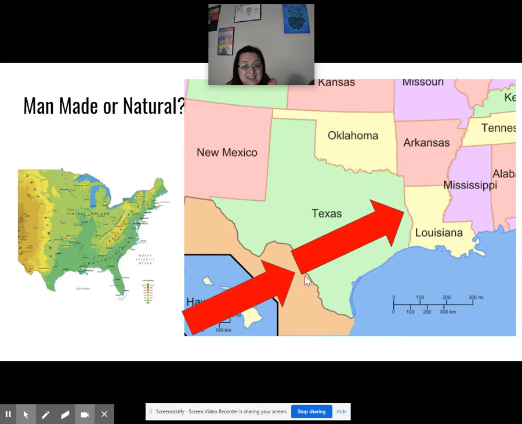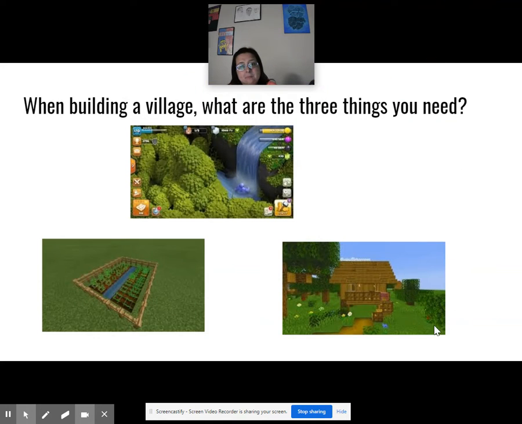I love looking at this border and how we're following the river. So see how it's all curvy and stuff. It's not beautifully straight like up here. So what kind is this? Is this man-made or natural?